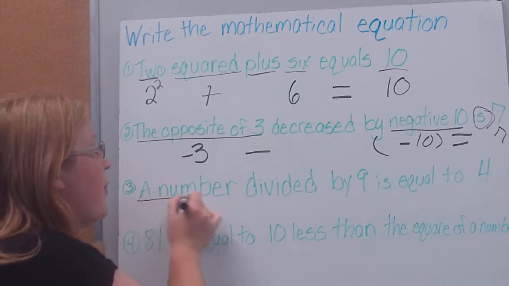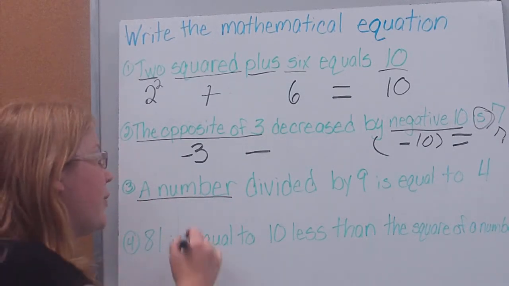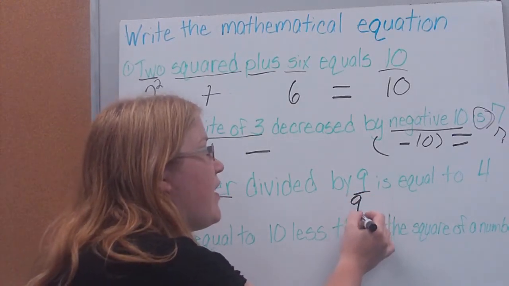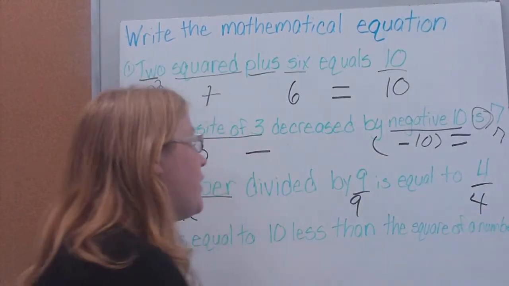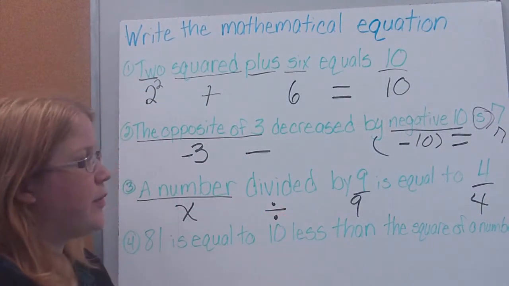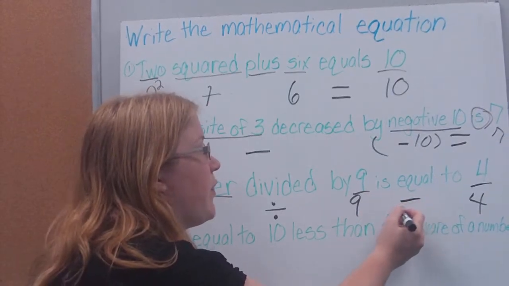All right, here, a number. Remember, when it says number, that means variable. I'll use x today. The numbers I have are 9 and 4. So a number divided by 9, that tells me what I'm doing, is equal to 4.